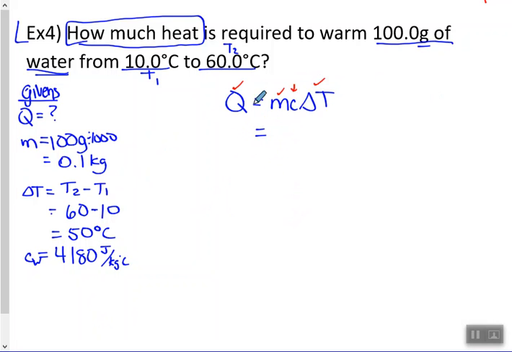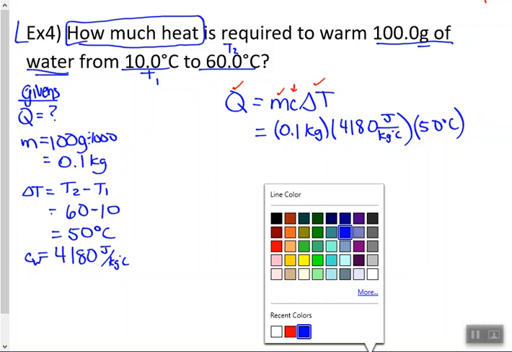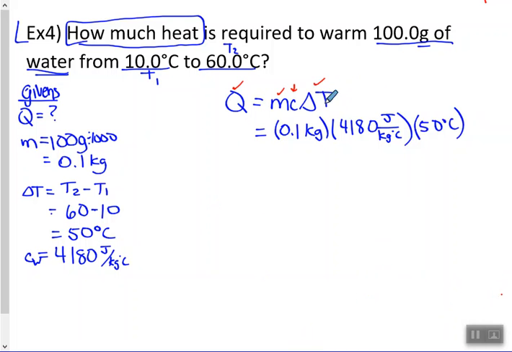So Q equals MC delta T. Solving for Q, so already isolated. My mass is 0.1 kilograms. My specific heat capacity is 4,180 joules per kilogram degree Celsius, and my change in temperature is 50 degrees Celsius. Now just take a look at our units. So kilograms cancels out with this kilograms here. Your degrees Celsius reduces with this degrees Celsius here, and you're left with units of joules, which is what you need for your Q.